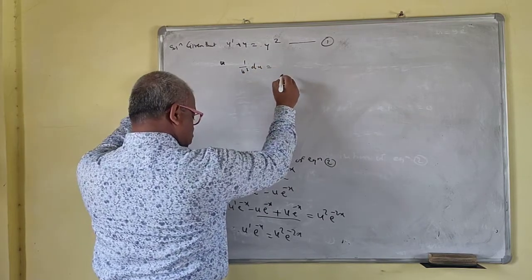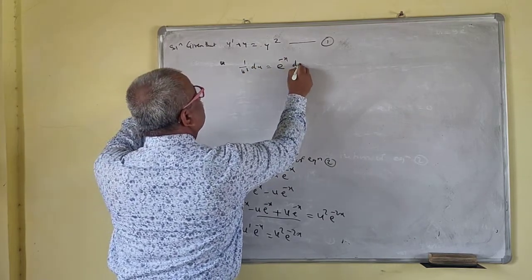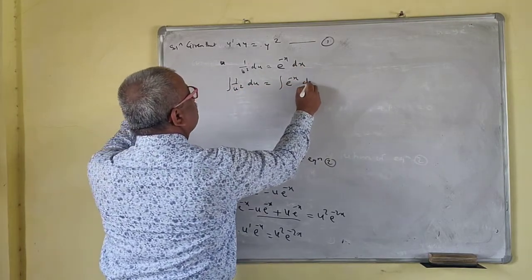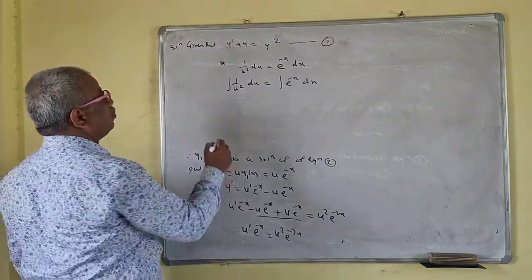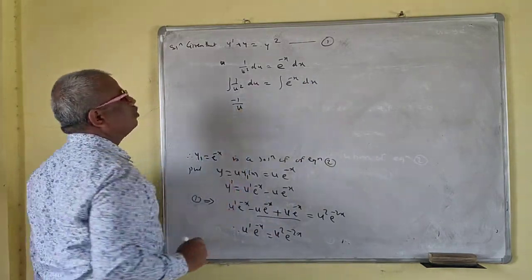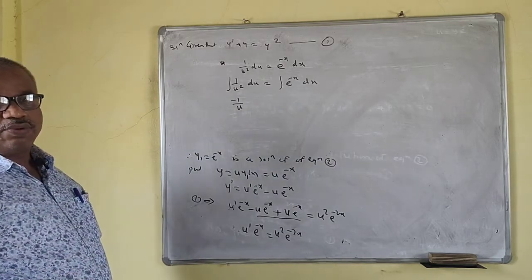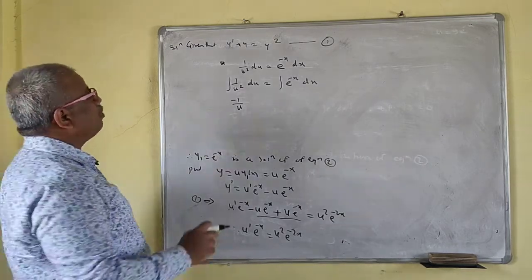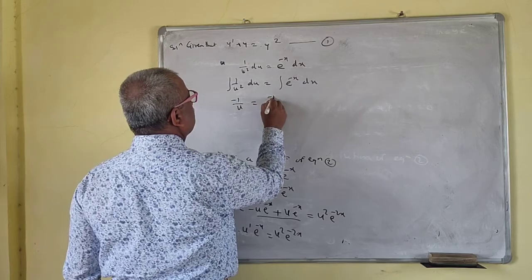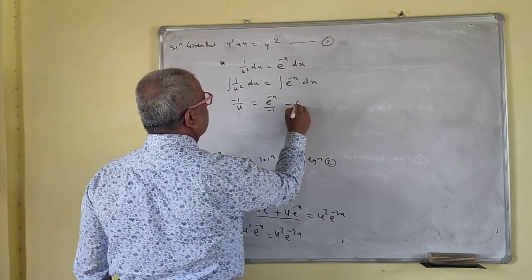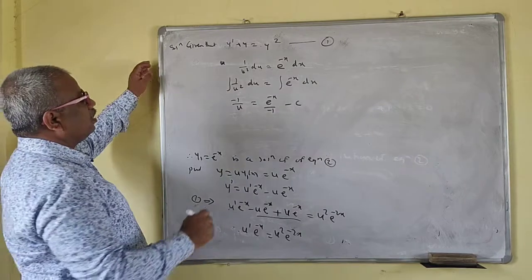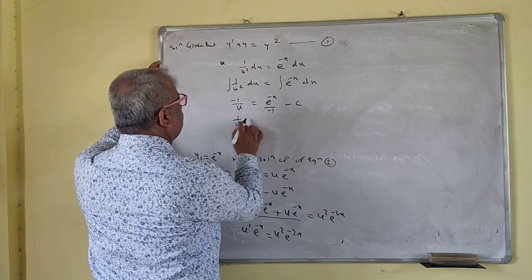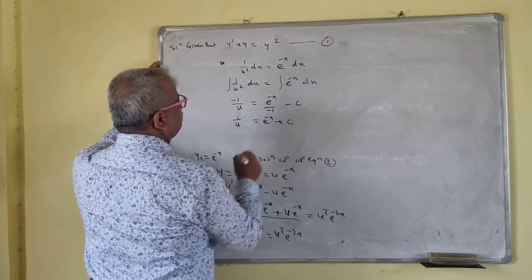du is equal to e raised to minus x dx. Okay, integrating this, 1 upon u square du is equal to e raised to minus x dx. So this is minus 1 upon u, because the derivative of 1 by u is minus 1 by u square. So the integration of 1 by u square is minus 1 by u. So this is e raised to minus x upon minus 1, minus c I will write, because all are this. Okay, so 1 by u is equal to e raised to minus x plus c.